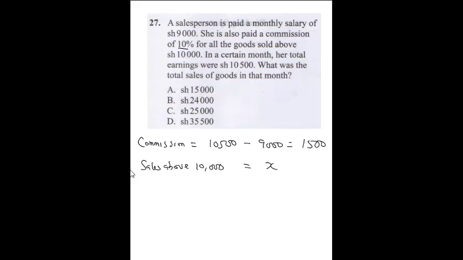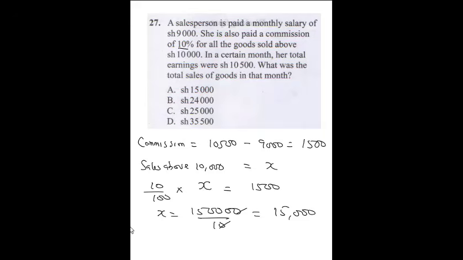So to get our X, we do 10 over 100 multiplied by, remember, anything she sells above 10,000, which is X, she's going to get 1,500. So if we're looking for our X, we cross multiply: 15 times 100. This is going to be 15,000 divided by 10. So cancel the 0. So this is going to give us 15,000 shillings. Now, remember, this is sales above 10,000.